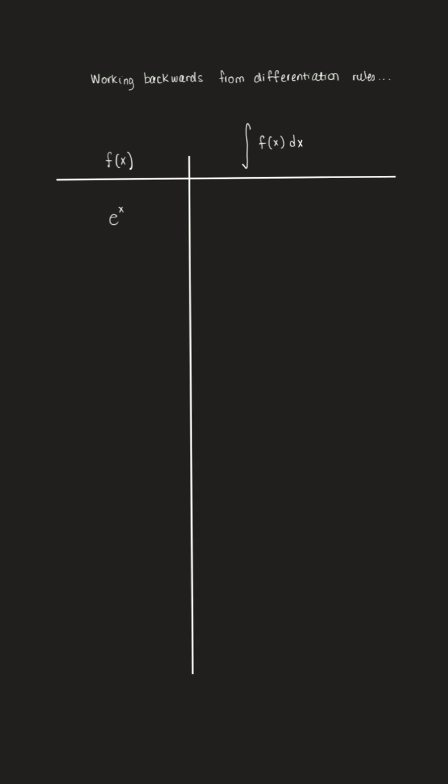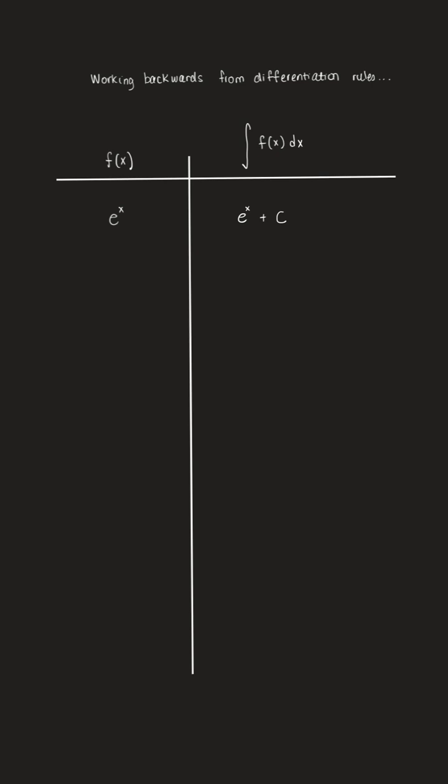So e to the x is the easiest one to start with because we know that the derivative of e to the x is itself. So that has to be the case also for the antiderivative. If we take the derivative of this function, we should get this function. And the derivative of e to the x is e to the x. The derivative of c, or any arbitrary constant, will be 0, so we're good to go.